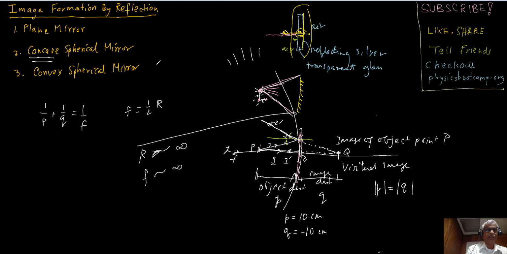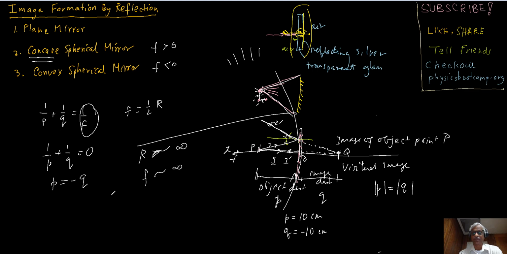So in convex, F is less than 0 and in concave, F is greater than 0. We're going to see this in a minute, okay? So if I do this, going to infinity for plane mirror, it's going to be 1 over P plus 1 over Q equal to 0. And from this also you can say P equals minus Q. So P equals minus Q, and this Q is taken to be positive.